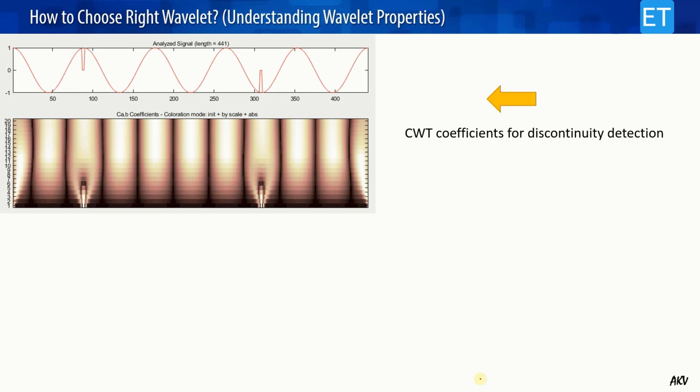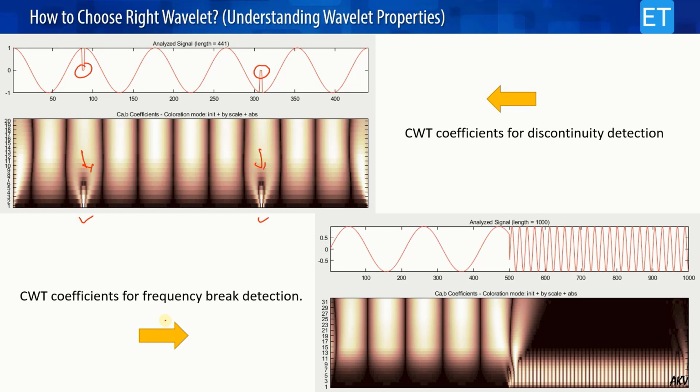And let's take another example for discontinuity detection. Here the CWT coefficients for this signal are shown. You can see that these two discontinuities are well represented by these CWT coefficients at these time moments. And this is another example of a frequency break. With the CWT coefficients, you can easily see that something happened at this time. I mean, there is a sudden change in the frequency. Here the frequency is less and here the frequency is more. That started at this time moment, around sample number 500.